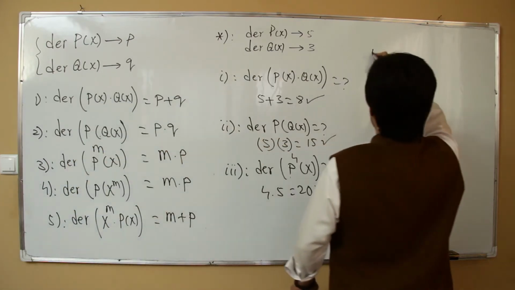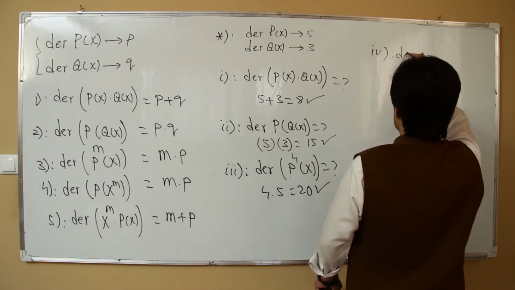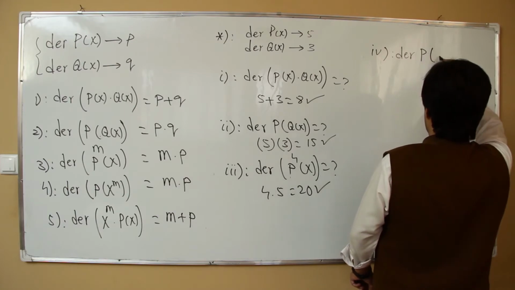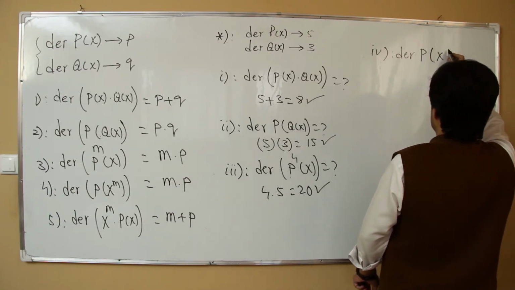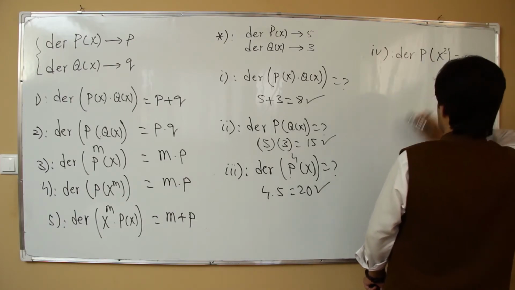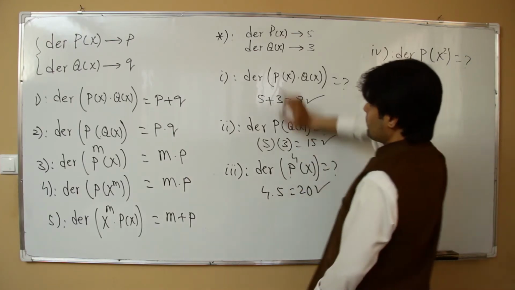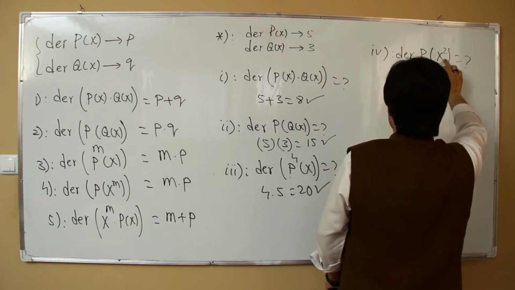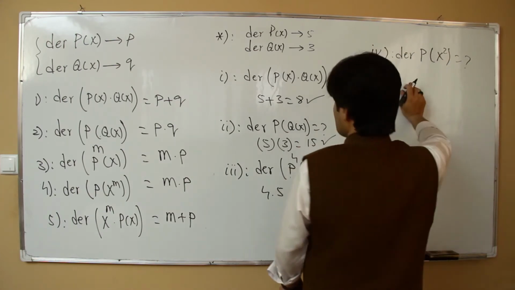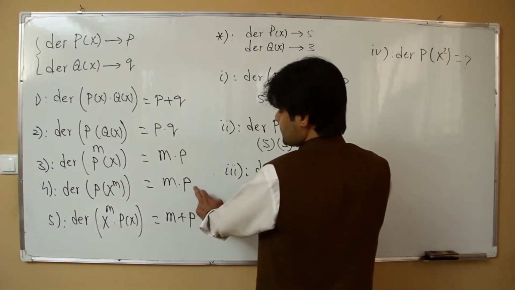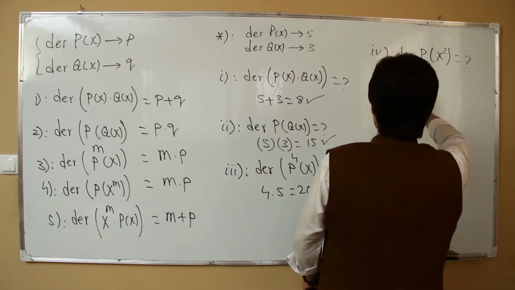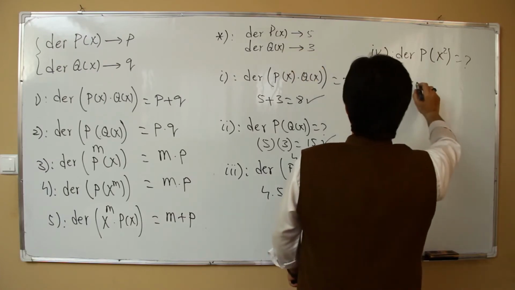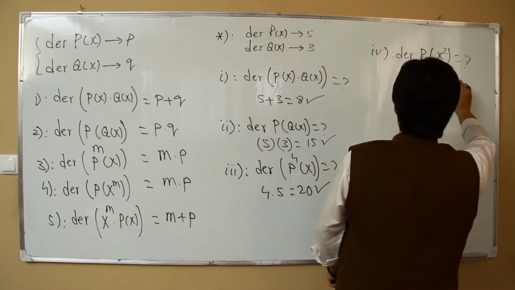Number 4, if I ask you what's the degree of p(x^2), what does it mean? It means in polynomial p(x), instead of x, you have to put x to the power 2. Then what would the degree be? m times p. What is m? 2. What is p? p is the previous degree of p(x). It's 5. 2 times 5, it's 10.